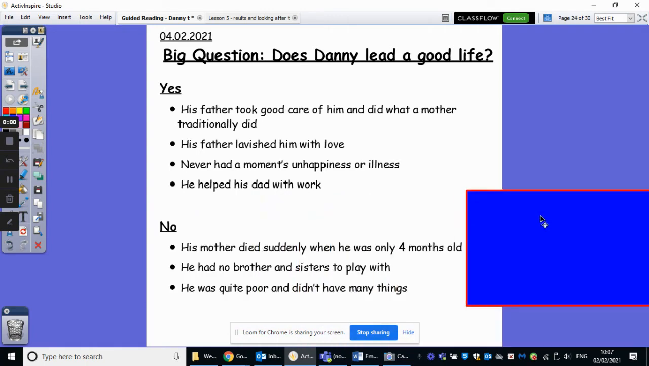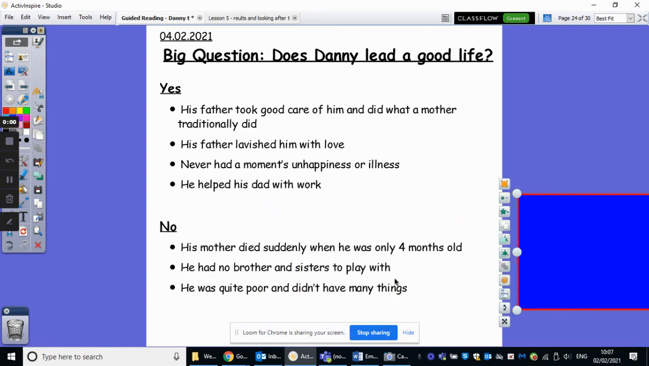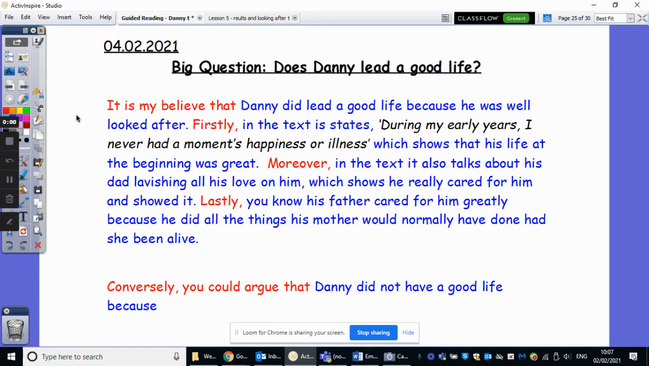And then reasons for no. His mother died suddenly when he was only 4 months old. He had no brothers or sisters to play with. He was quite poor and didn't have many things. But I'm sure you've got loads and loads of other reasons for both sections. So I've written an example big question to Danny. Does Danny lead a good life? So let's have a look.